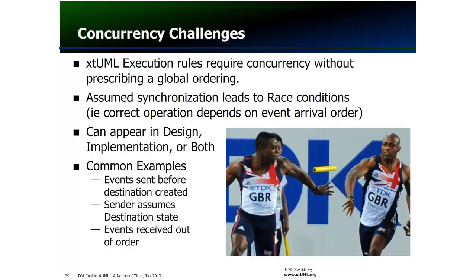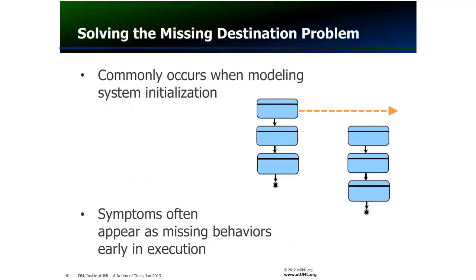In the first case, the sender fails to check that the destination exists and just sends out the event. If the destination is still to be created, then the event will be lost and the behavior broken. A similar variation of this problem occurs when the destination is not in the proper state to act on the event. This typically occurs when events arrive at the destination out of order, and the life cycle deviates from the intended path. To solve the missing destination problem is to recognize that this problem only occurs during the period prior to the destination being created.